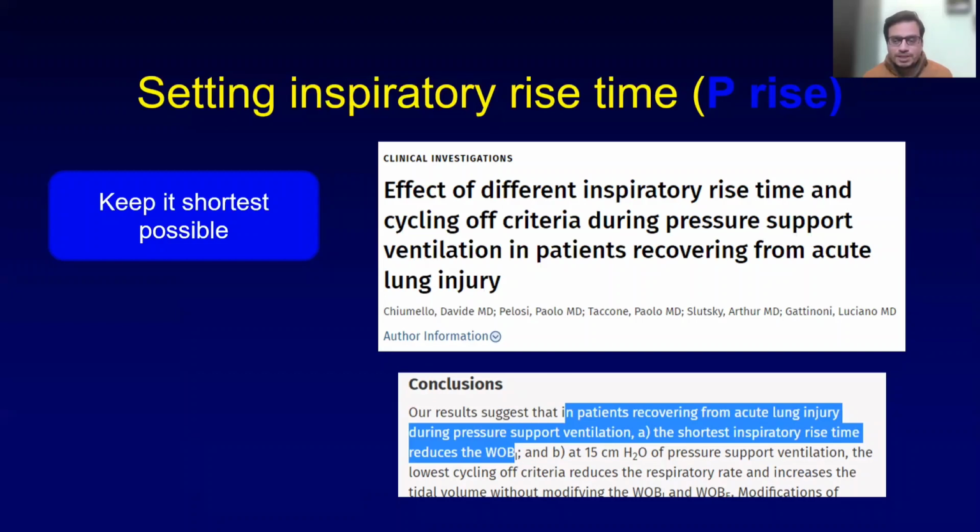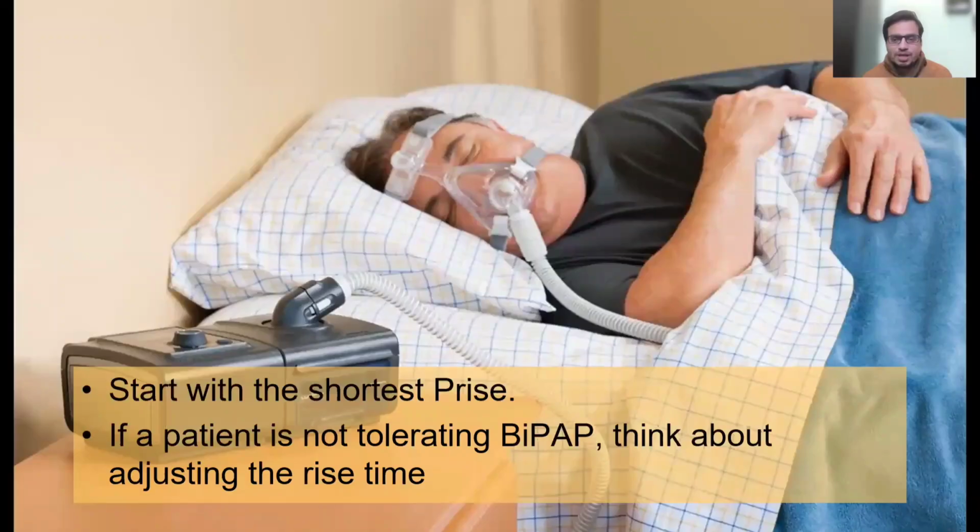In COPD patients, you should keep the rise time faster so that more time remains for exhalation. So in COPD or asthma, keep the rise time around 150 milliseconds. Start with the shortest P rise and gradually increase in increments, asking the patient whether she or he is comfortable on BiPAP. If a patient is not tolerating BiPAP, think about adjusting the rise time.